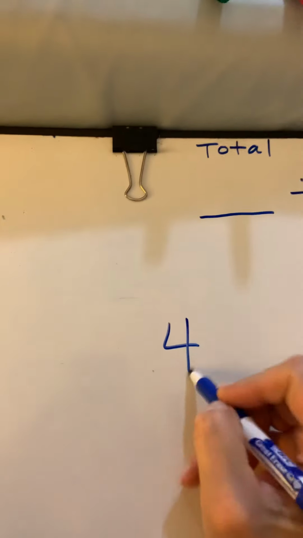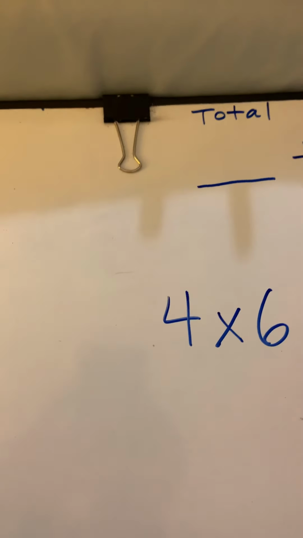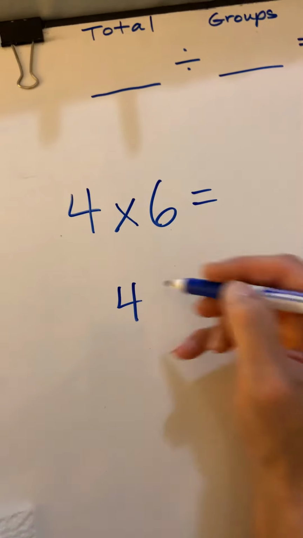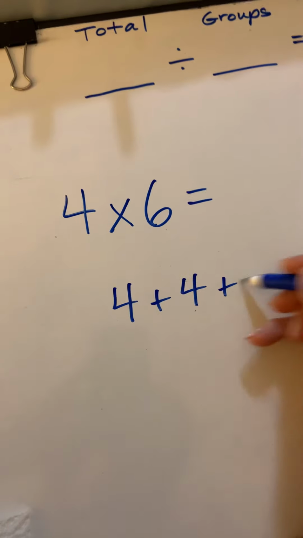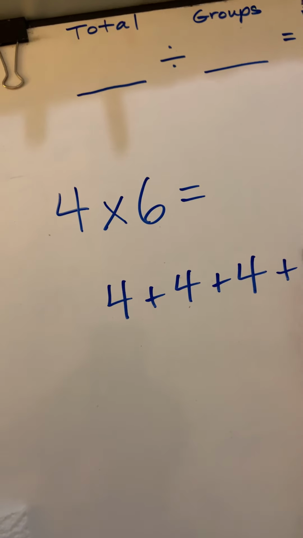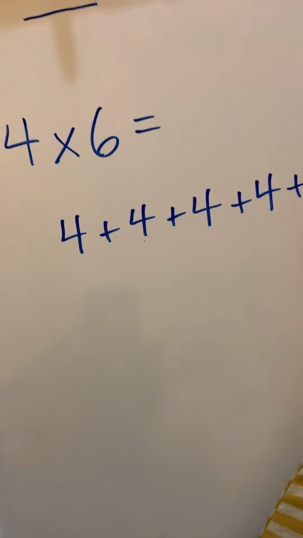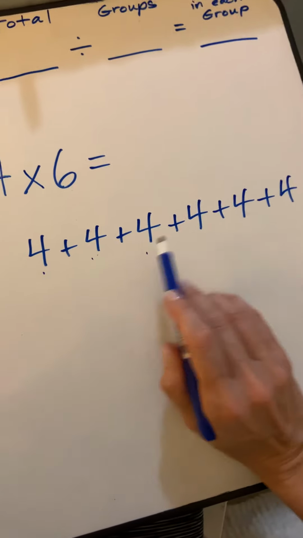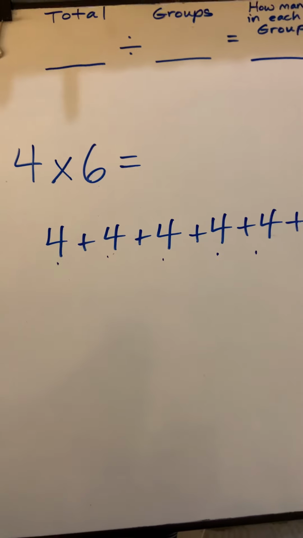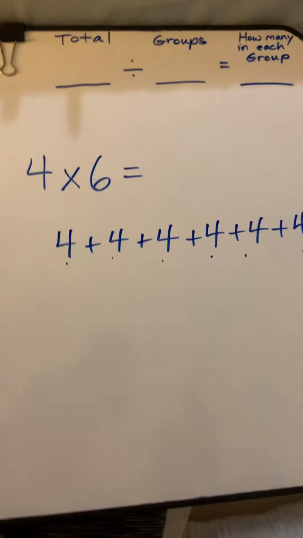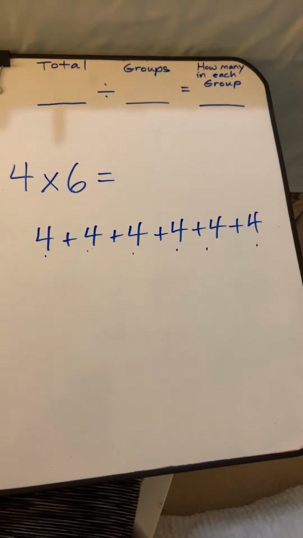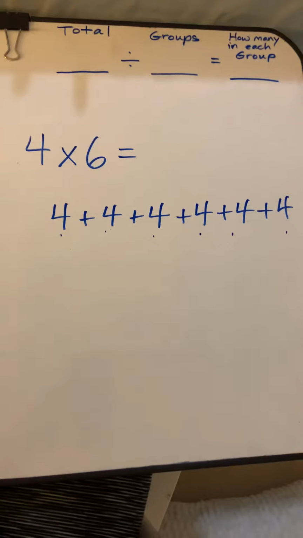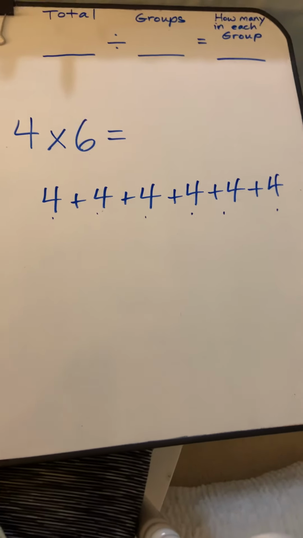If we're talking about 4 6 times, then what we're talking about is 4 plus 4 plus 4 plus 4 plus 4 plus 4. 1, 2, 3, 4, 5, 6 times. And sometimes if we get really stuck in one of the problems we were doing, we could always go back to that. It's not our best choice because it can take a while, but at least we know we can come up with the answer.